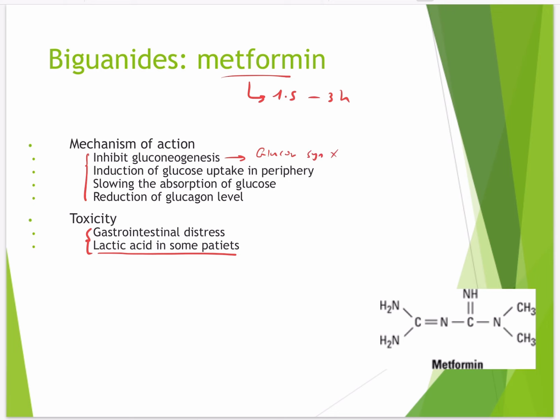Induction of glucose uptake in peripheral tissue, slowing the absorption of glucose, and the reduction of the glucagon level are very important. We can see this in the structure of the insulin also here.